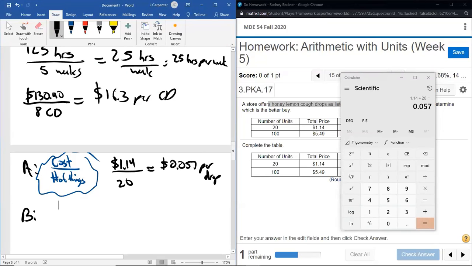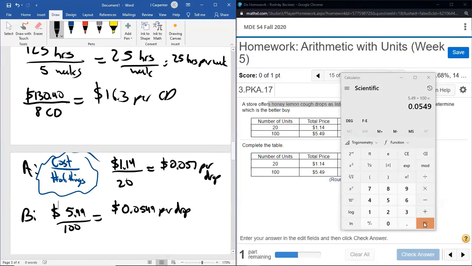So for scenario B, we got 100 drops that cost $5.49. So again, we're doing unit cost. That's what cost analysis is, unit cost. So the total price, which is $5.49, divided by the 100 things, the 100 cough drops. That's 5.49 divided by 100. And we get 0.0549. So that's $0.0549 per drop, which is about 5 cents a drop.